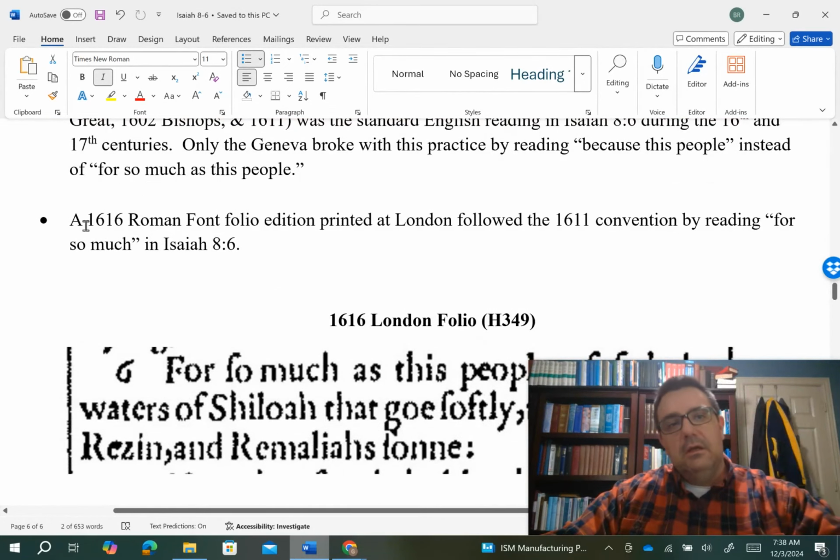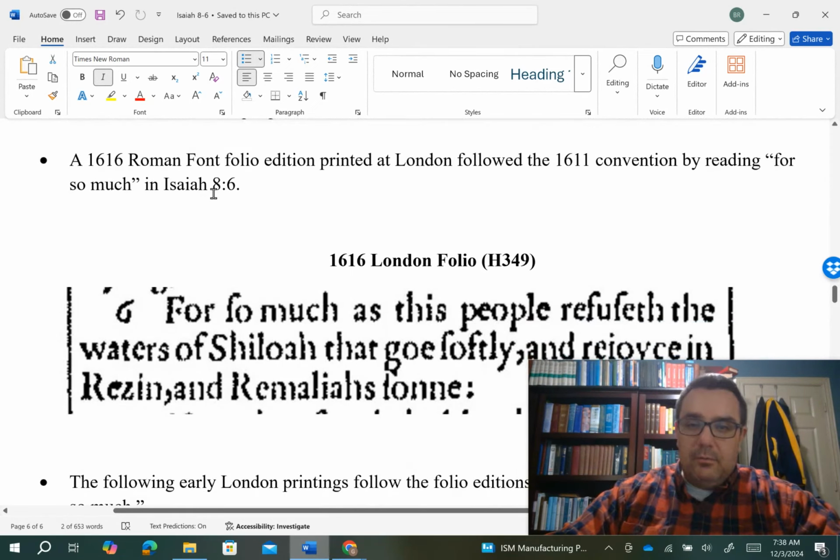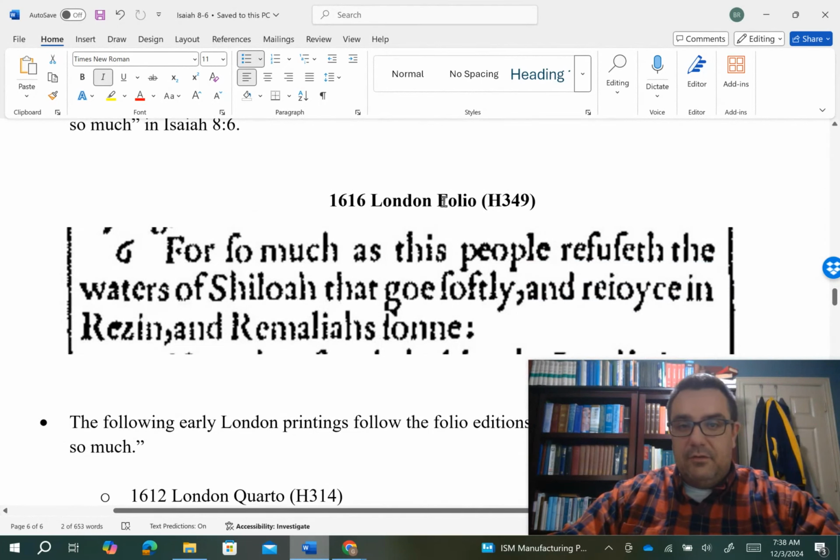Okay? Now, a 1616 Roman font folio edition published at London followed the 1611 convention by reading for so much as three separate words in Isaiah 8:6. So here's a London folio.